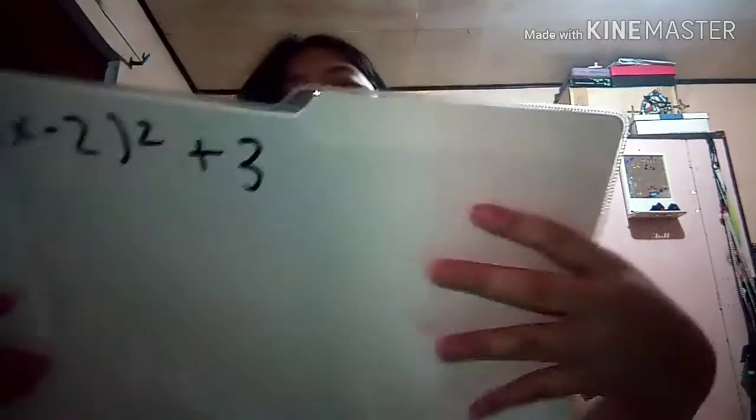So let's start with our first problem. Now this is really easy since it's already in the vertex form, which means we can now easily get our vertex. So I'm just going to write down x minus 2 squared plus 3 right over here.